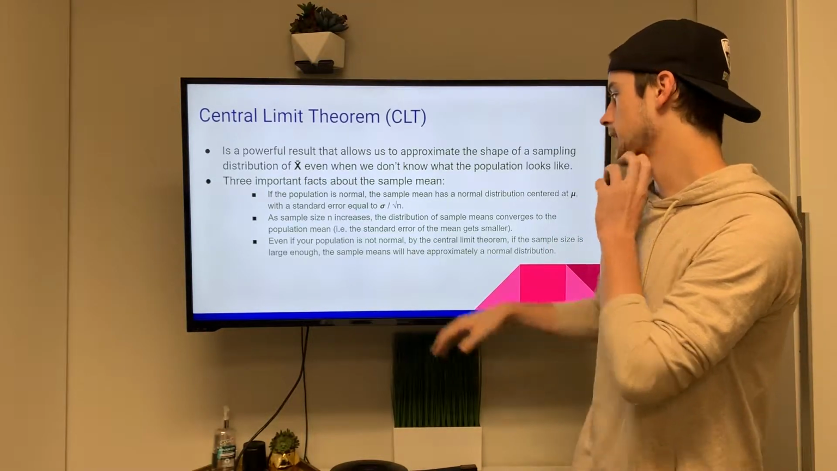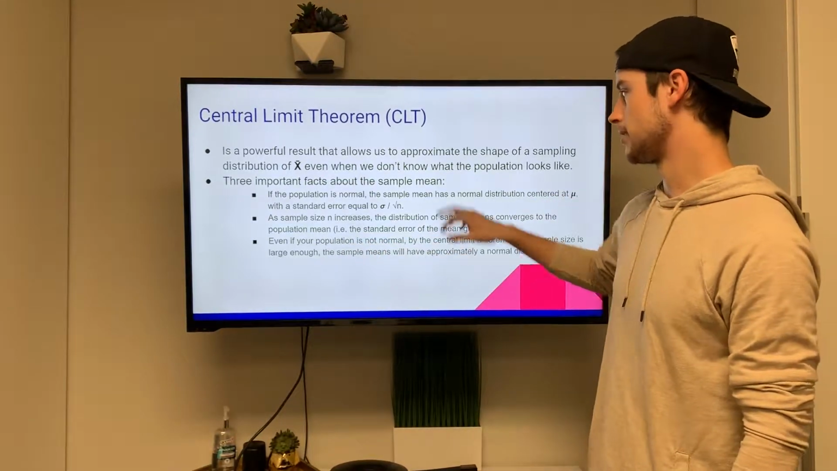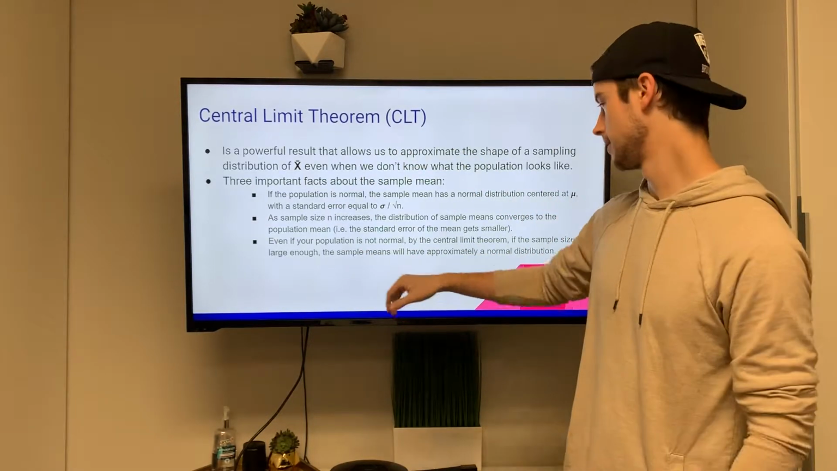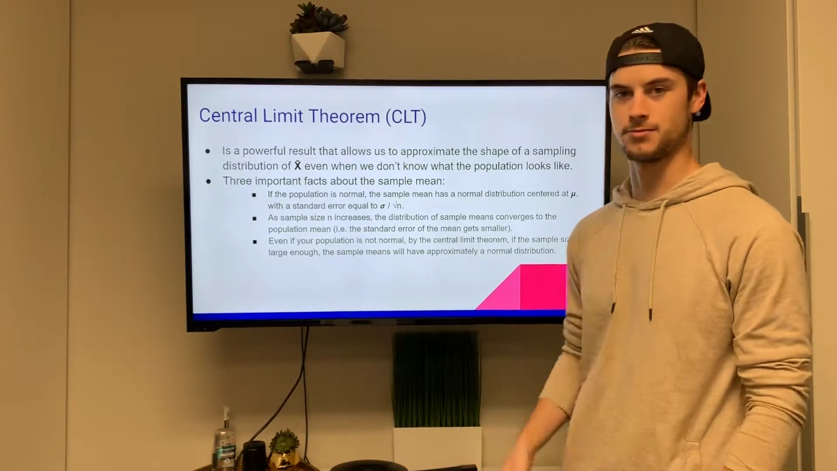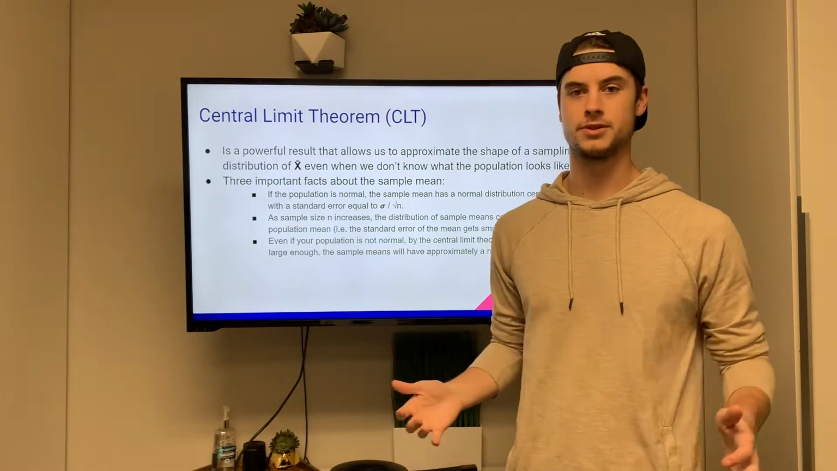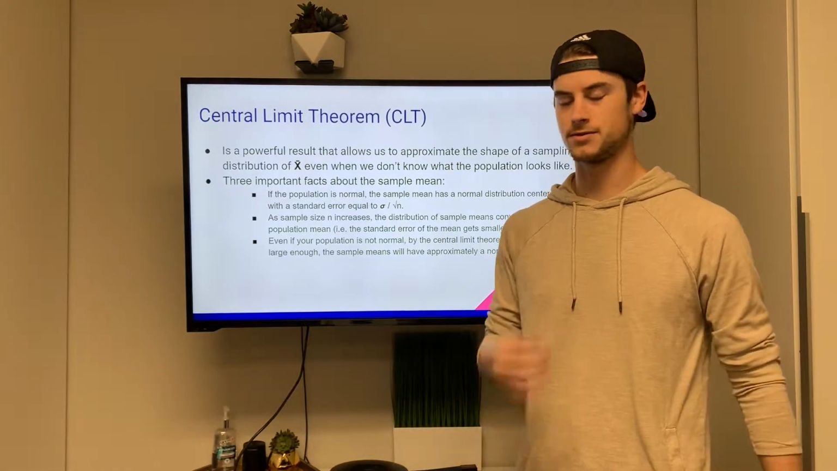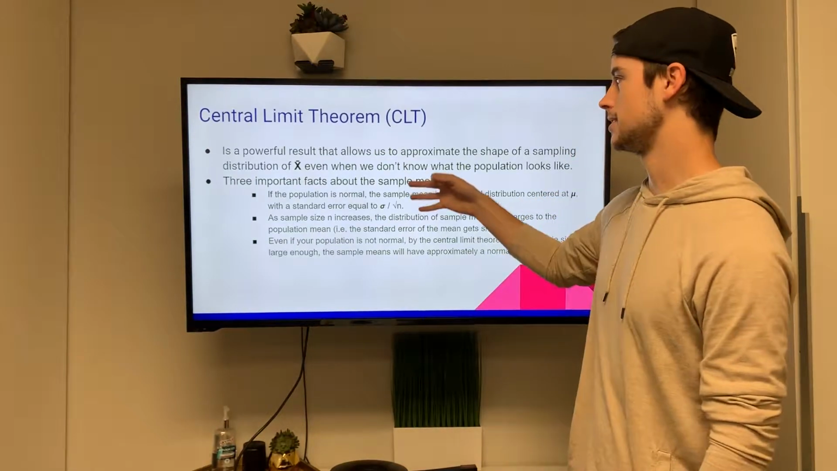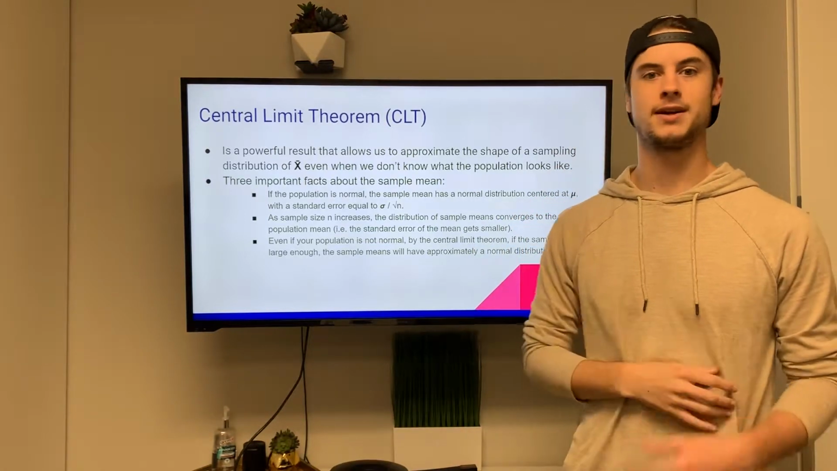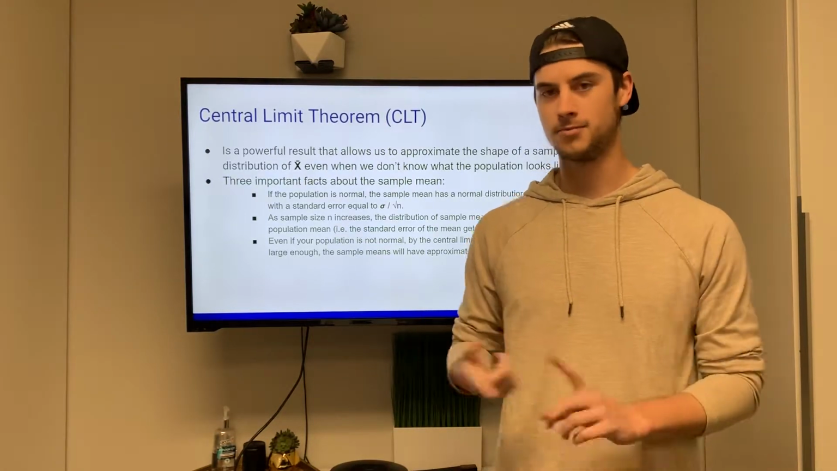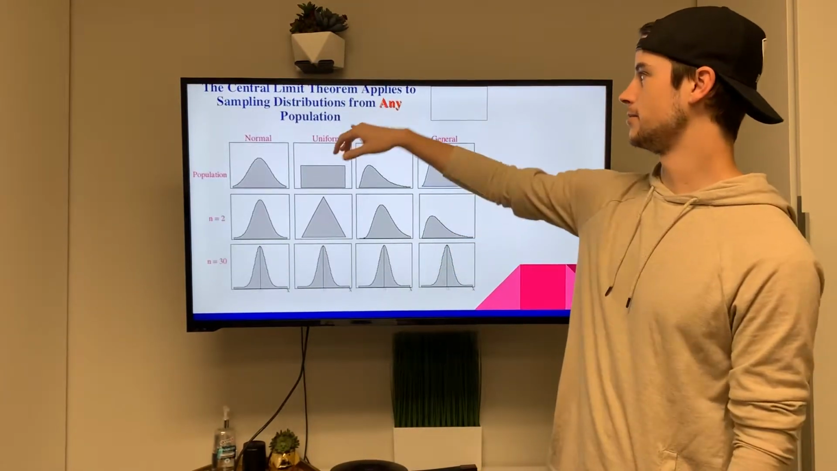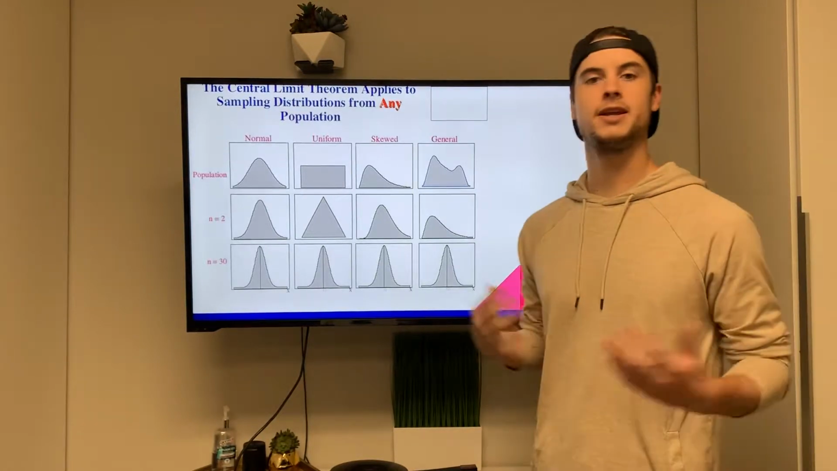And again, even if your population is not normal, by this theorem, if the sample size is large enough, and we'll talk about what is large enough in a second, the sample means will have approximately a normal distribution. So if the sample size is big enough, we can always assume approximately a normal distribution that allows us to use those normal z values or standardized values. That's what the central limit theorem is all about: assuming normality based on the sample size, which allows us to easily calculate the mean and the standard error of our sample.